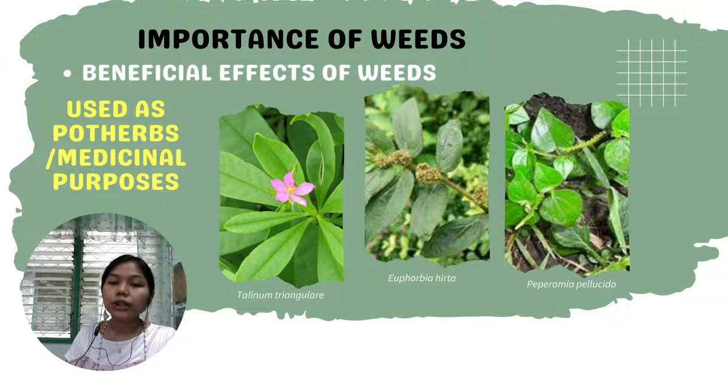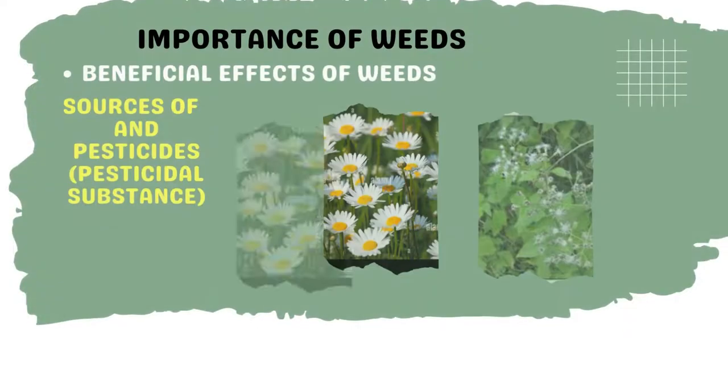And the last picture here is your Peperomia pellucida, or the sinaw-sinaw. So it is said that sinaw-sinaw is actually a fleshy herb plant commonly found in the Philippines. So its fleshy extract is believed to treat urinary tract infection or UTI in traditional folk medicine.